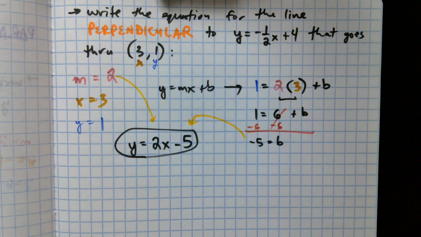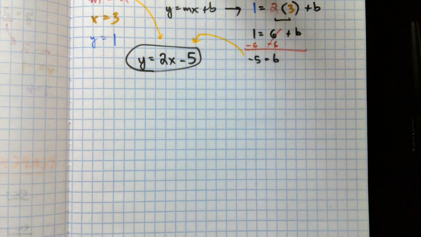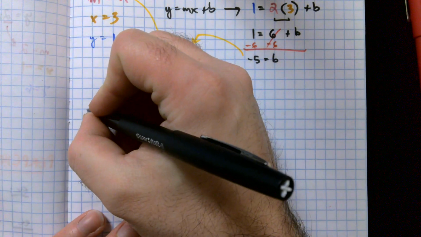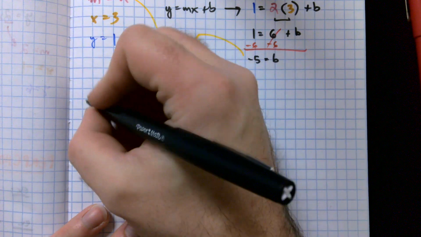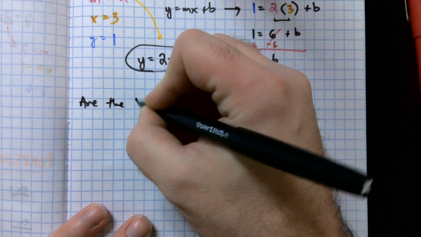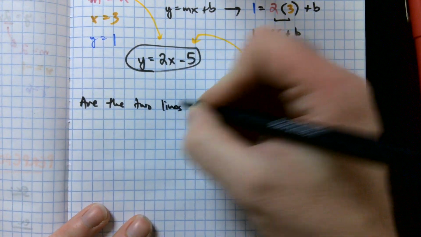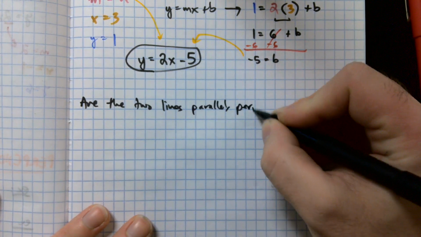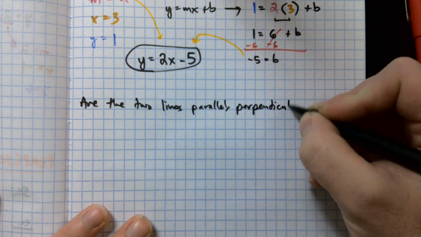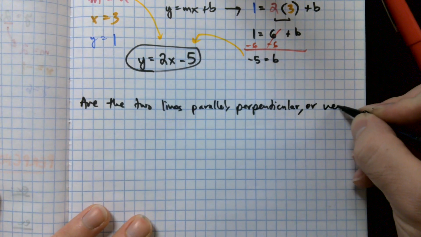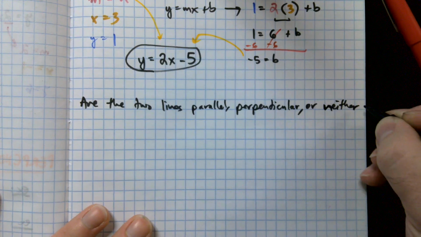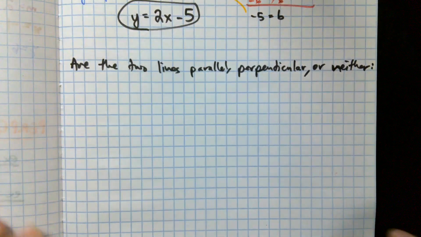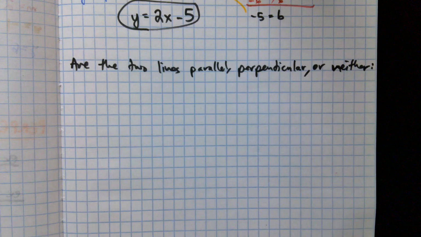Last thing we're going to talk about is figuring out if two lines are parallel, perpendicular, or neither. Are the two lines parallel, perpendicular, or neither? That's what we're going to have to figure out. All I really have to look at is the slope, but the slope is not always going to be easily identifiable.